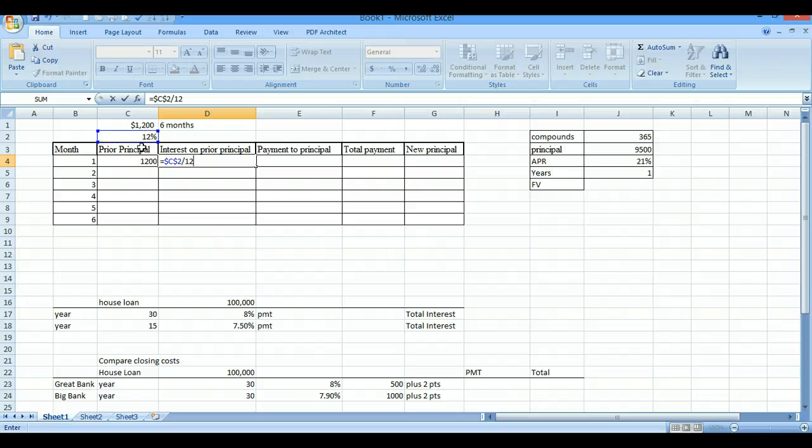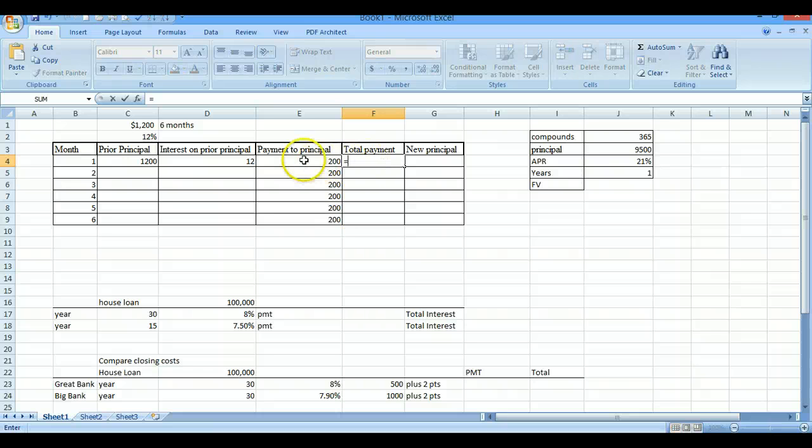divided by 12, and then times this by my prior principal. This prior principal is going to change like we did in the other one. It went down, so I don't want to absolute cell reference that one. Just reference it, and we get $12. There we go. Now this is always going to be 200, so I'm just going to take this and pull it down so it's always 200. So that was faster than what we did in typing it in.